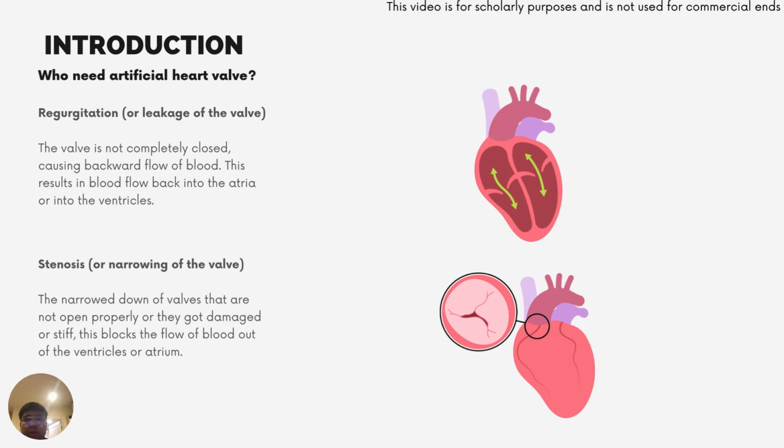Next, those who have stenosis, or narrowing of the valve. The valve opening becomes narrow, and the valve becomes damaged or stiff. This inhibits the flow of blood into the ventricle or atrium. The heart has to apply more force to pump the blood through a valve with a narrow and steep pathway.